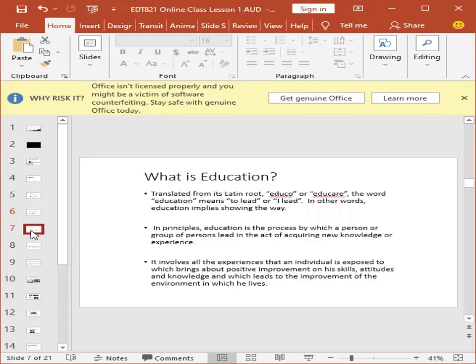Also, what is education? Education translated from the Latin root educo or educare. The word education means to lead. In other words, education implies showing the way. In principle, education is the process by which a person or group of persons lead in the art of acquiring knowledge or experience. So education involves all the experiences that an individual is exposed to, which brings about positive improvement on his skills, attitudes and knowledge, and which leads to the improvement of the environment in which he lives.